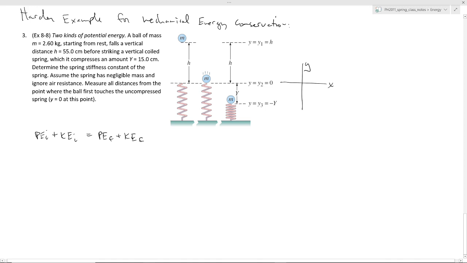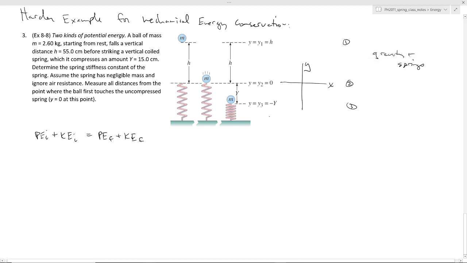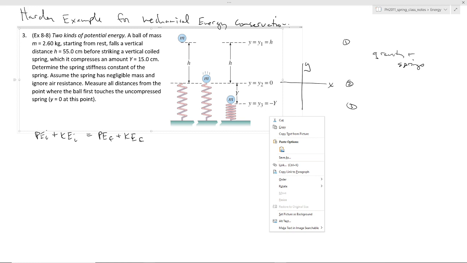Now, this problem is more complicated for a couple of reasons. For one, we have 3 locations instead of just 2. And also, we're working with both gravity and springs. So one way we could approach this would be to break it into chunks. In other words, we can find the kinetic energy immediately before it hits the spring, and then relate that kinetic energy to the potential energy that will be stored in the spring at the end. So let's do it in steps.